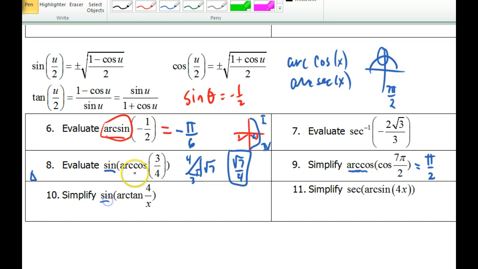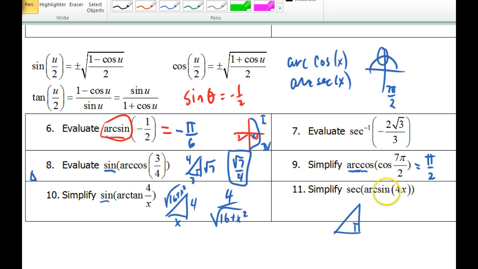Okay, this has the sine on the outside, so this is a build-a-triangle thing. Tangent is going to be opposite over adjacent. So this is going to be square root of 16 plus x squared. Read off the sine, which is opposite over hypotenuse, and that's what we get there. And then simplify this.